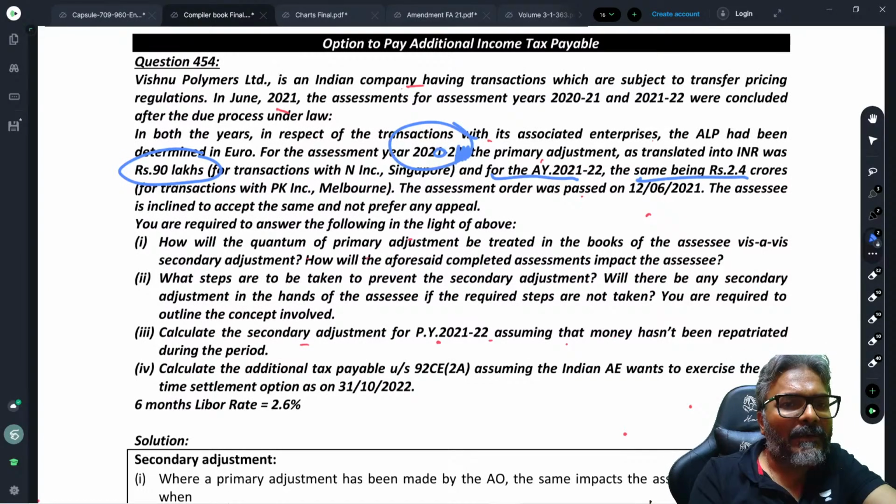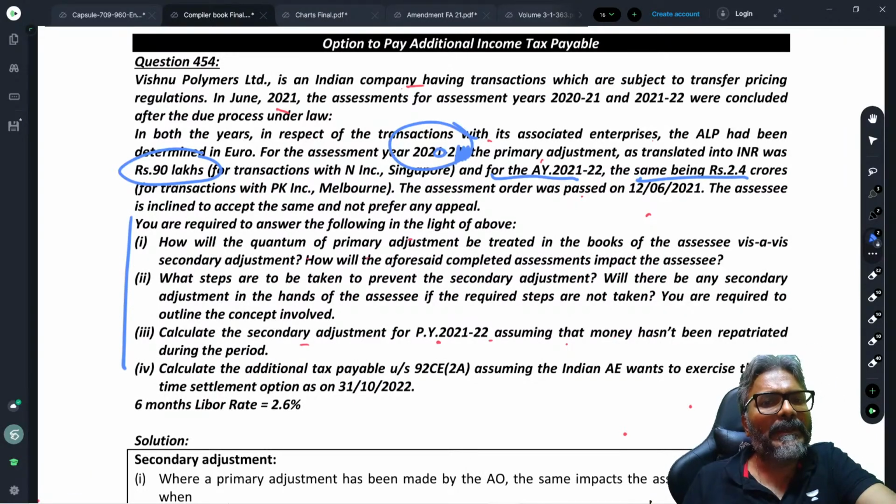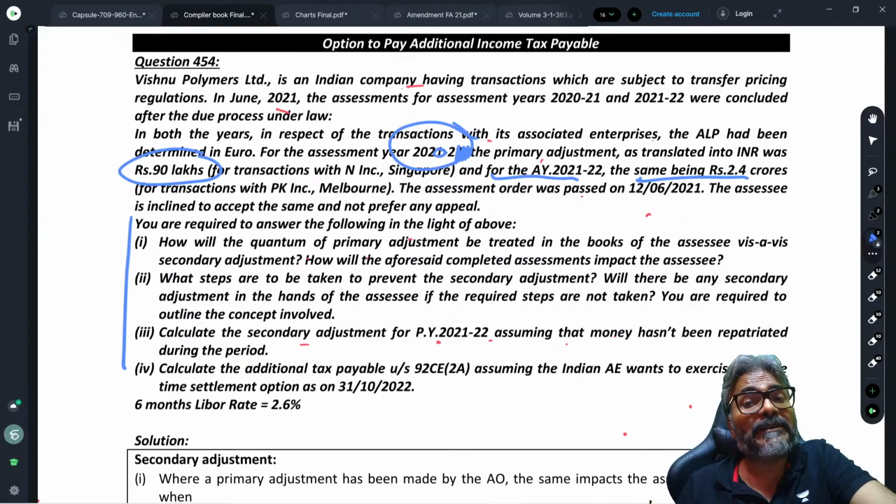You are required to answer the following in light of the above. How will the quantum of primary adjustment be treated in the books of accounts of the assessee vis-a-vis a secondary adjustment? And how will the aforesaid completed assessment impact the assessee? So students, it is just a theory.